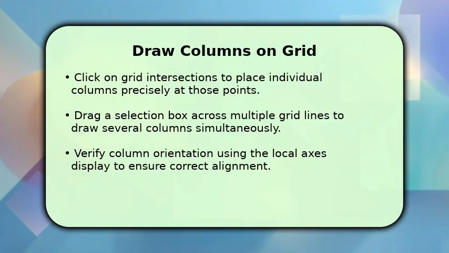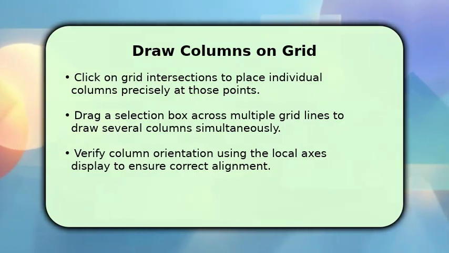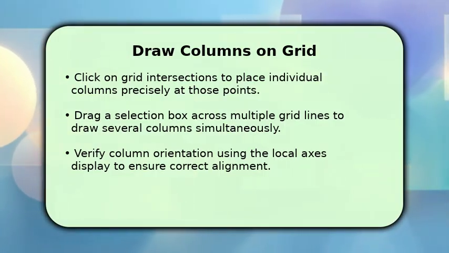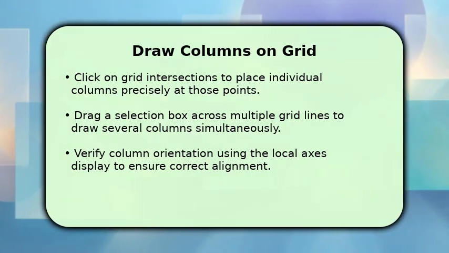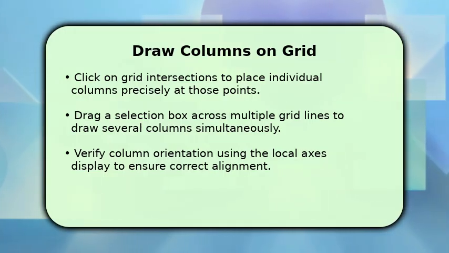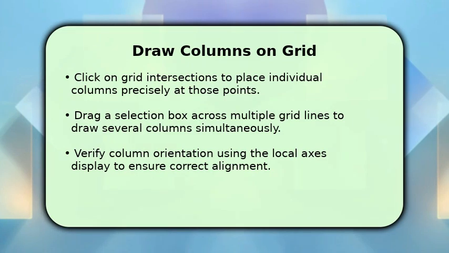Now, let's draw. With the Draw Column tool active, you have a couple of efficient methods. For individual placement, simply click once at each grid intersection where a column is needed. To draw many columns quickly, click and drag a selection box over the desired grid intersections. ETABS will automatically place columns at each point within the box. Always double-check the column's local axis to confirm its orientation is correct, perhaps rotated 90 degrees if necessary.